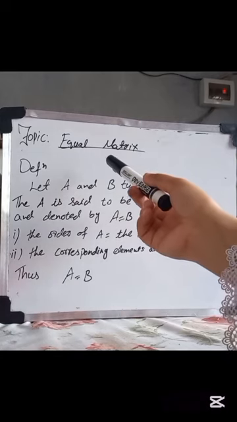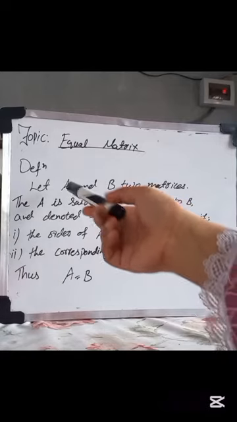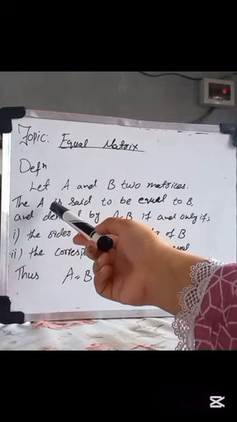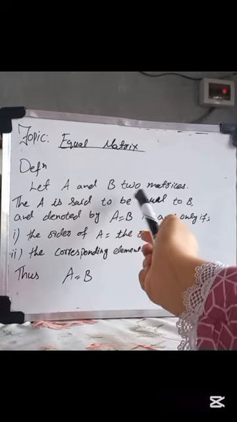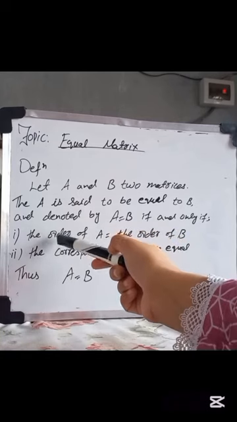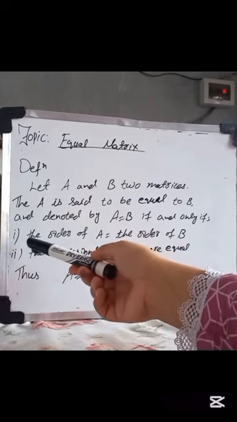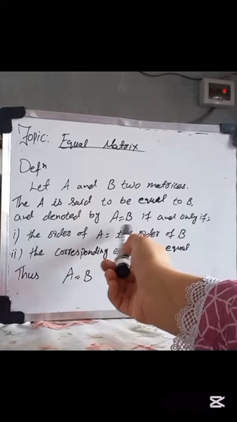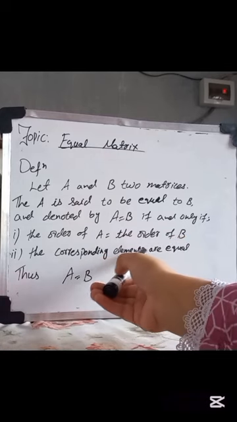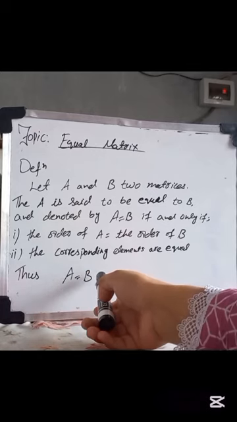Okay, the next topic is equal matrices. What are equal matrices? The definition is this: let A and B be two matrices. A is said to be equal to B, denoted by A is equal to B, if and only if these two conditions are satisfied. The first condition is the order of A is equal to the order of B. And the second condition is the corresponding elements are equal. So we can say A is equal to B.